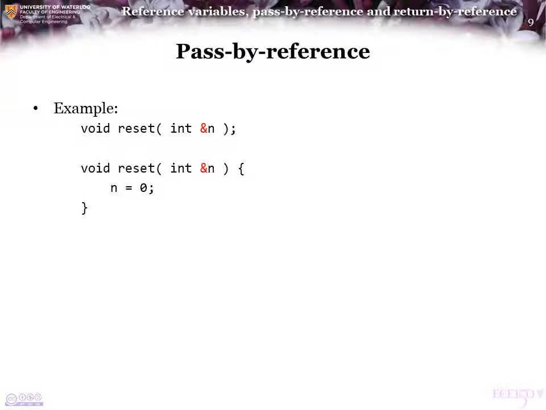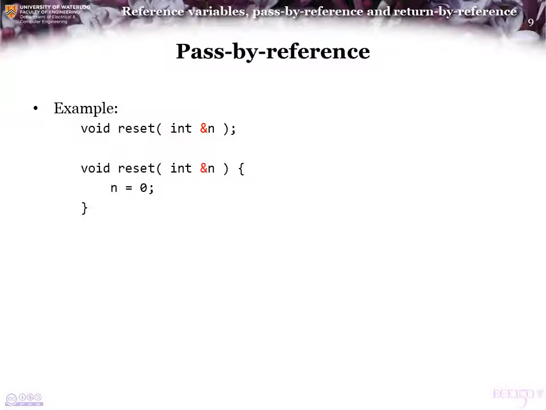Any change to the parameter changes the value of the argument. For example, here we have a function reset. Reset simply assigns whatever argument was passed the value 0. So again, the reference parameter is assigned the value 0.